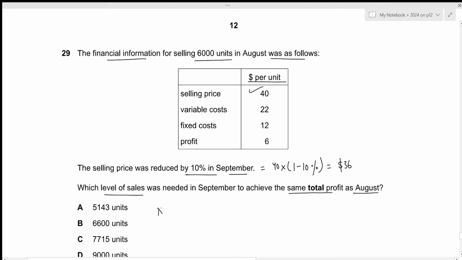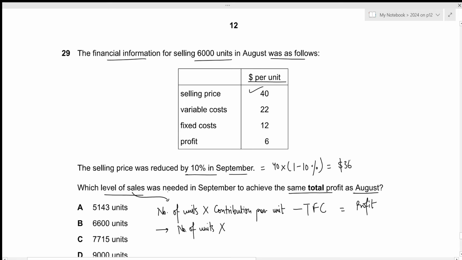Okay, so we can just use the formula: number of units, which is what we're trying to calculate in this case, the level of sales. If we multiply it by the contribution per unit, we get the total contribution. And in order to calculate profit, we need to subtract the fixed cost, the total fixed cost. So this will be equal to profit. Okay, we are trying to calculate the number of units.